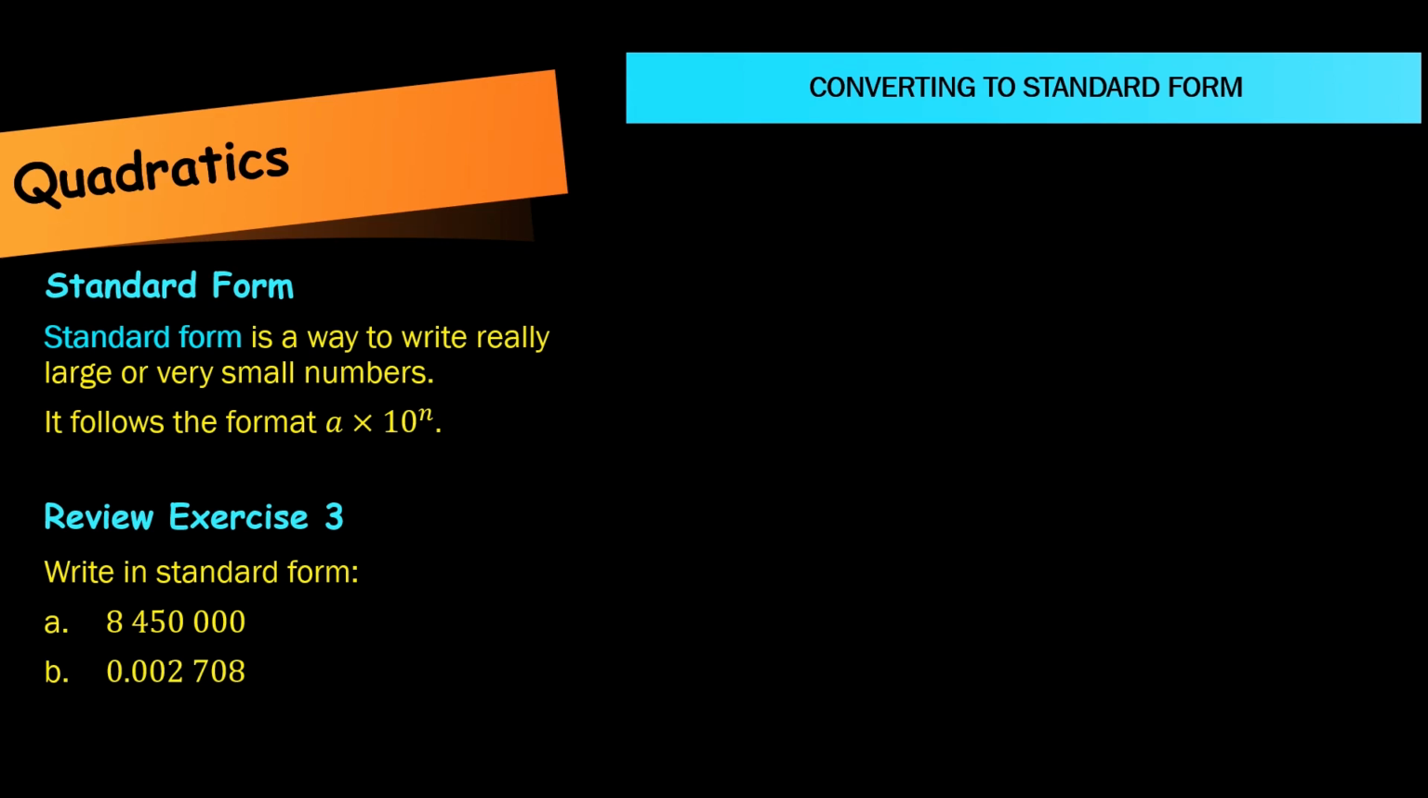We are required to write two numbers in standard form for part A and for part B. Recall that standard form is a way of writing really large or very small numbers, and it follows the format A times 10 to the power n. So let's solve part A first.